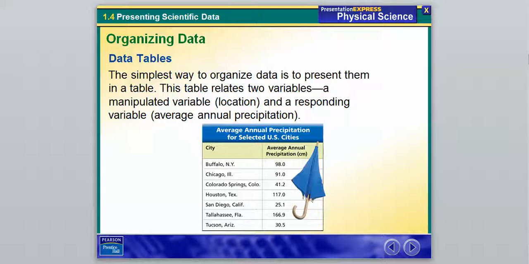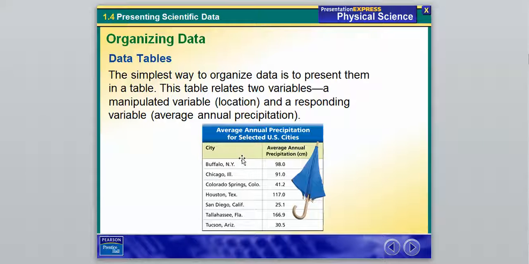The simplest way to organize data is to present it in something called a table. This table will relate two variables, which are a manipulated variable, our location, the city, and our responding variable, the average annual precipitation. So this is really simple. It just looks at different cities across the United States.